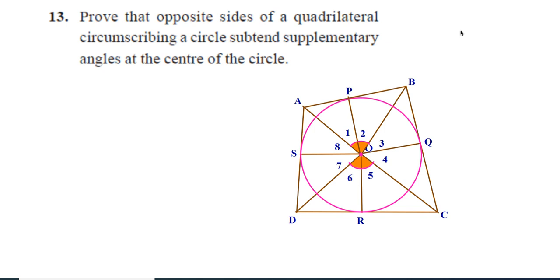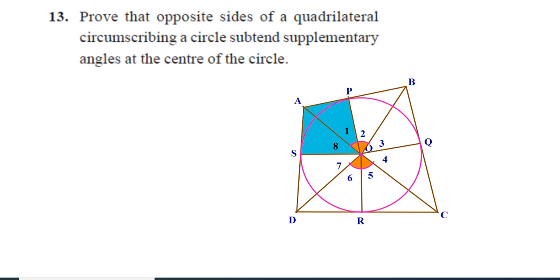Now to prove that, let us take two triangles, triangle APO and triangle ASO. You can prove these two triangles are congruent. OP is equal to OS, radii. OA is equal to OA, common. AP is equal to AS, tangents from the point A. So by SSS congruency, these two triangles are congruent. If triangles are congruent, you can write angle 1 is equal to angle 8.